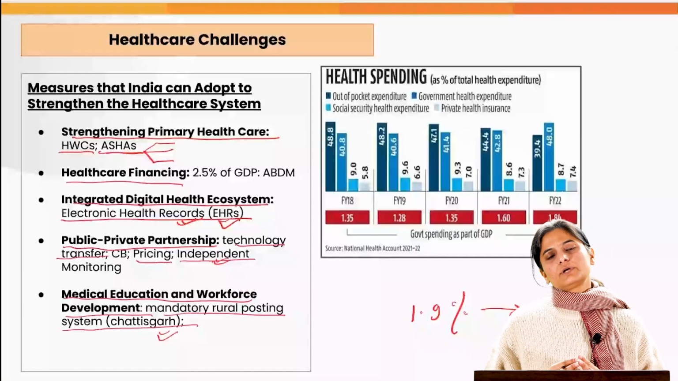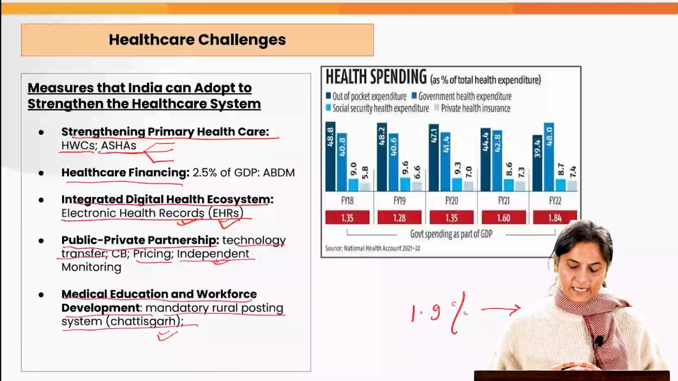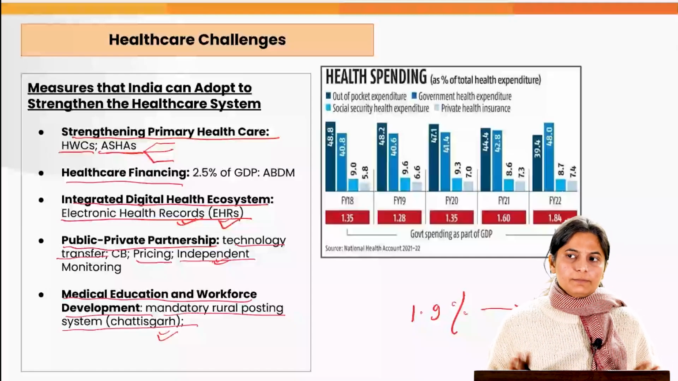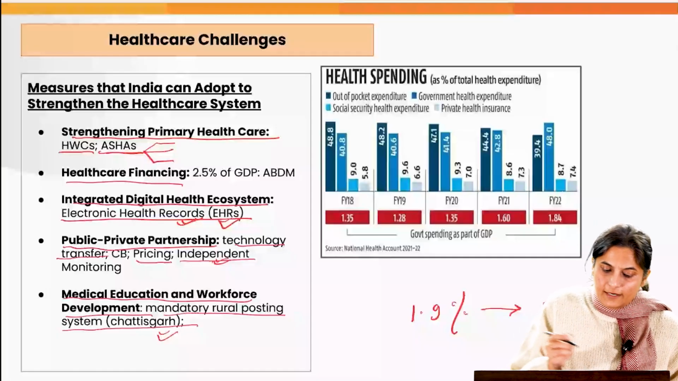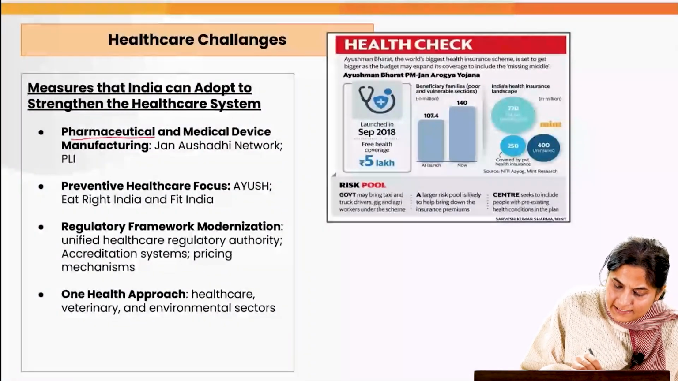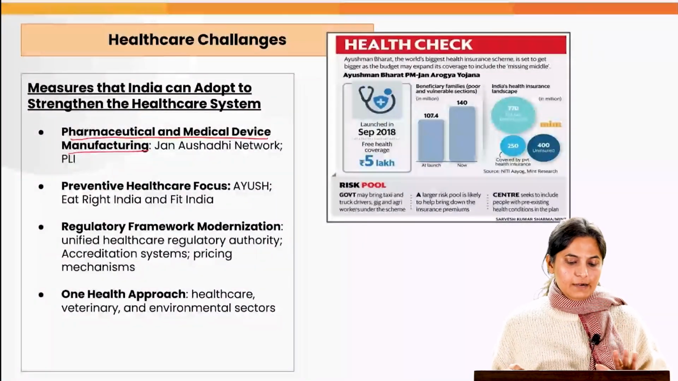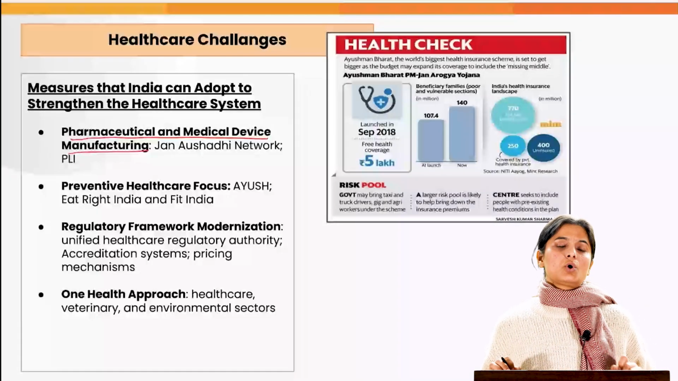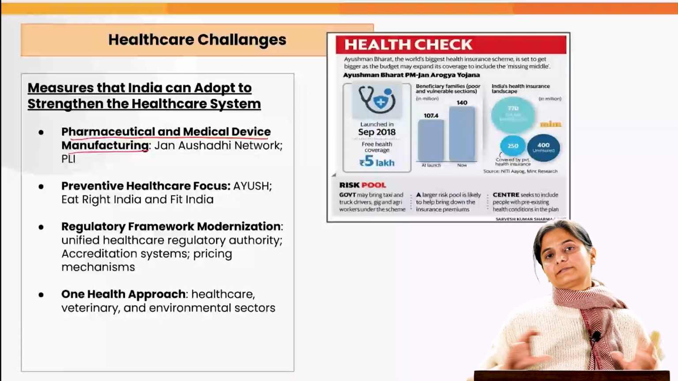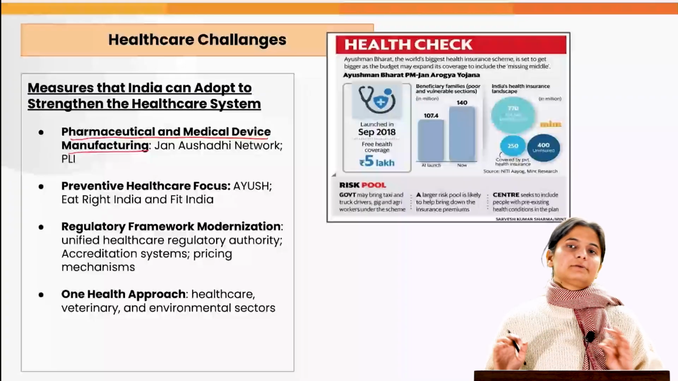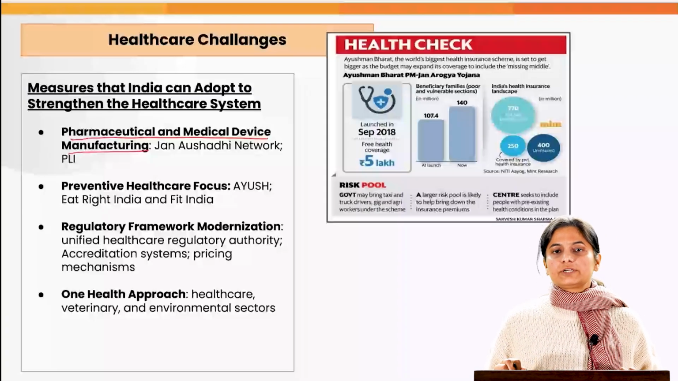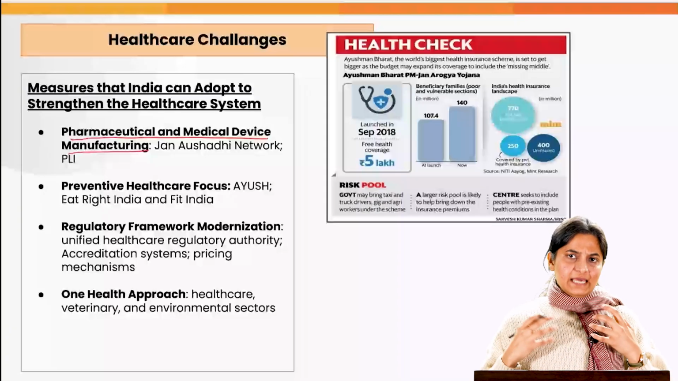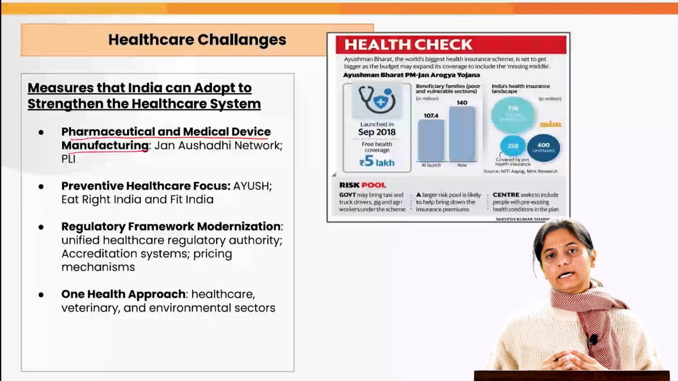So one successful case study can be taken from the Chhattisgarh case, and similar steps could be deployed as per the regions required across India. Among other steps, another would be pharmaceutical and medical device manufacturing. It's just not enough to focus on one aspect of healthcare, let's say the medicines. We also have to ensure that these equipments are manufactured, at least the basic and essential ones, however advanced they are, in India.